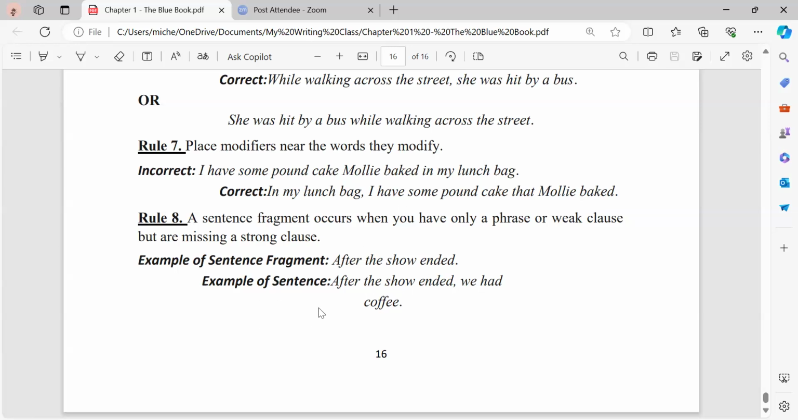So for example, like this right here, we have a comma because the first part of the sentence is the "we" clause. But if I switch it around to "we had coffee first, we had coffee after the show ended," then a comma should not be needed. So that's what I meant. That's a basic comma rule right there.